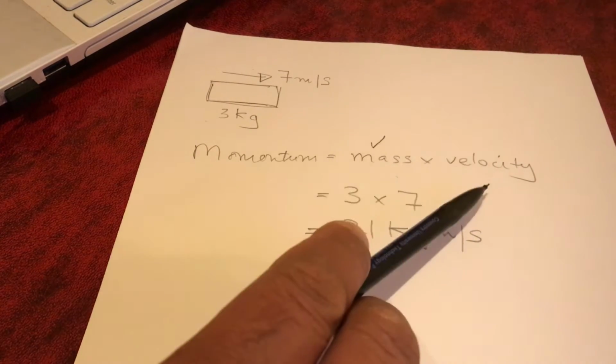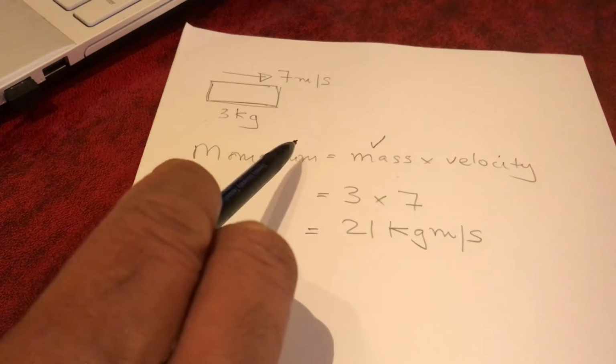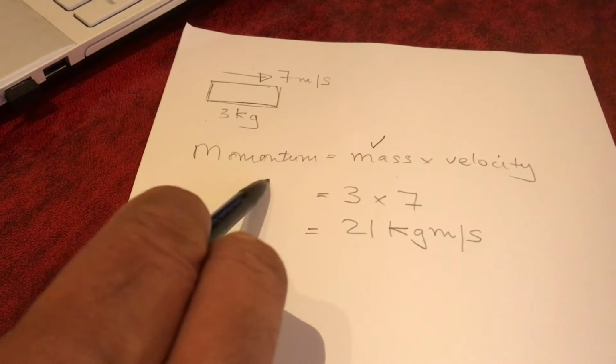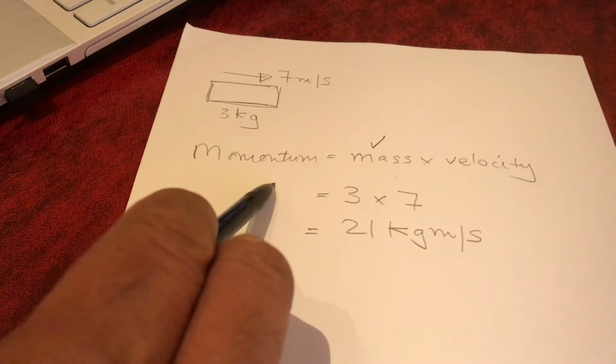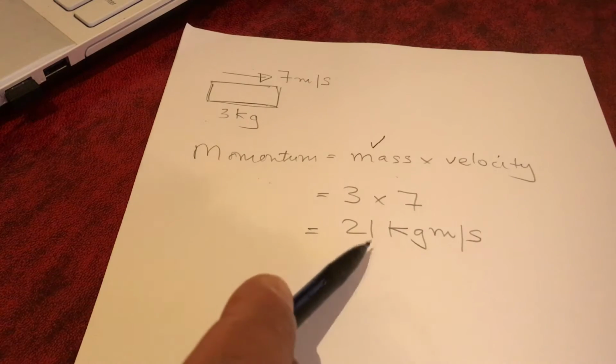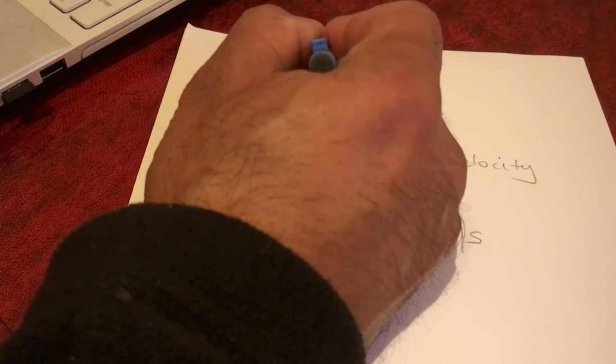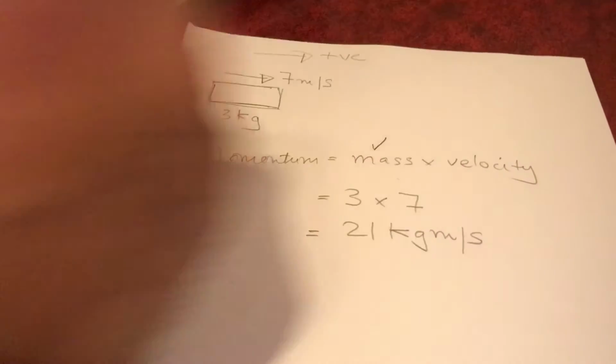Now we know that velocity is a vector quantity, and therefore we have to basically take into account that momentum is also a vector quantity as well, because it has direction. Because we are saying that momentum is equal to 21 kilogram meters per second, we are going to say that this direction is going to be in the positive direction.